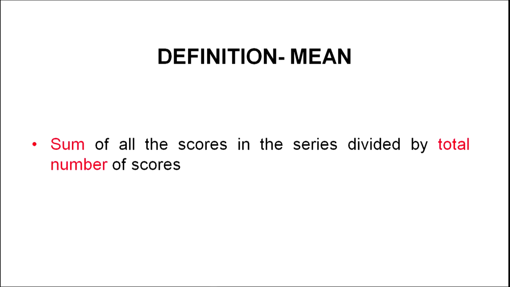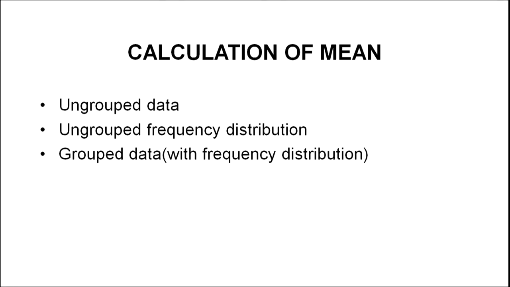Definition for mean. Mean can be defined as the sum of all the scores in the series divided by the total number of scores. Mean can be calculated in three different situations. First one, it can be calculated for ungrouped data. Second, it can be calculated for ungrouped frequency distribution. And in the final case, mean can be calculated for grouped data, which means you are given a frequency distribution and we need to find the arithmetic mean.